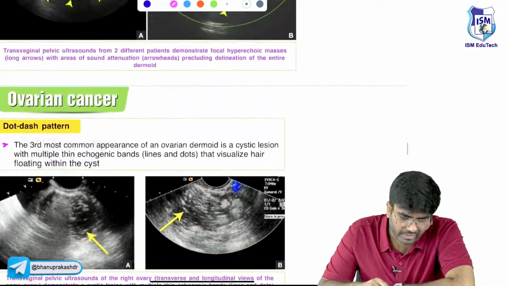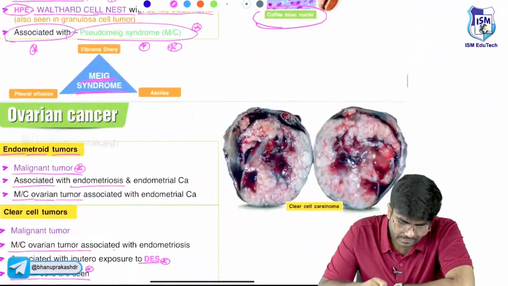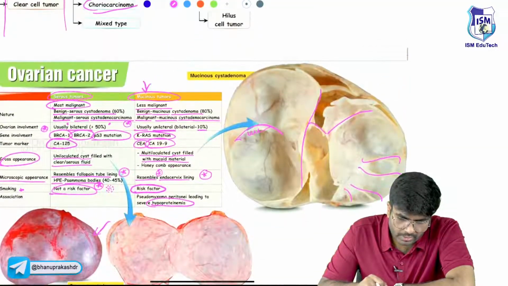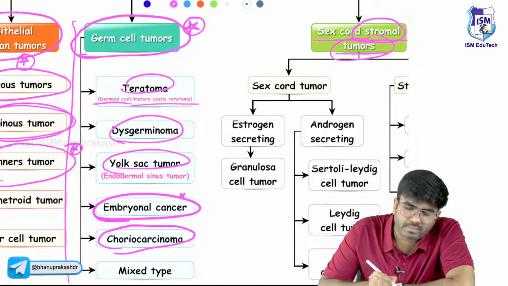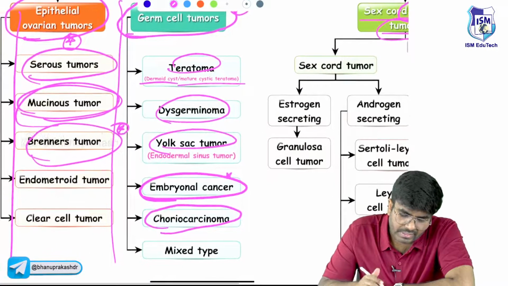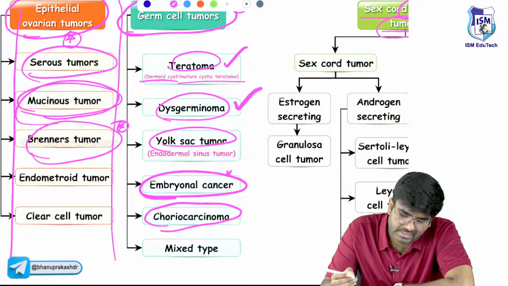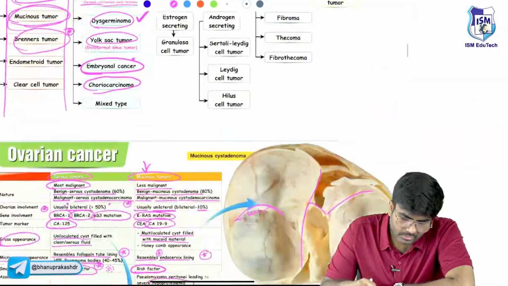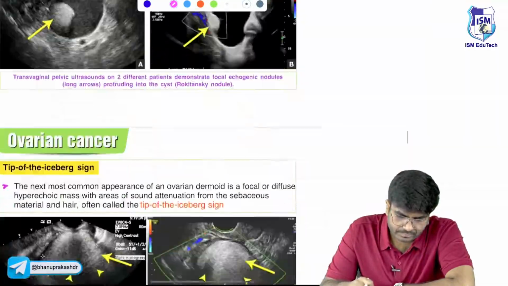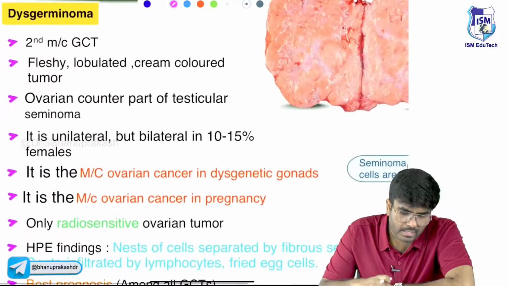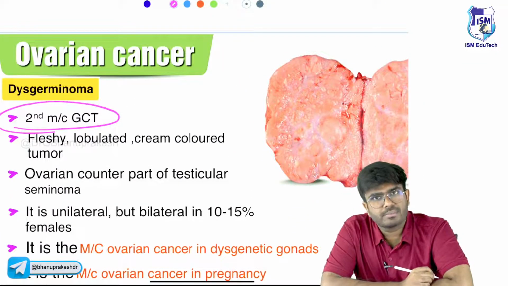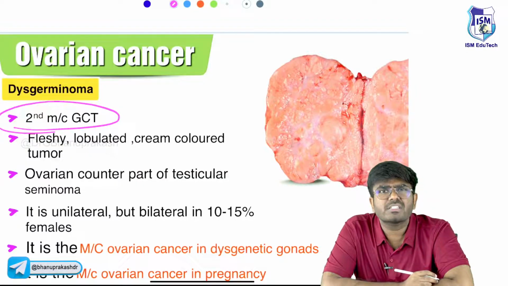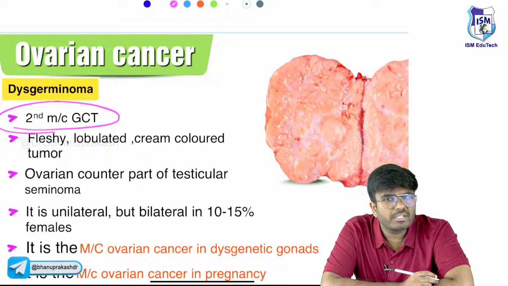So far, we have completed the teratoma, which is also called a dermoid cyst, mature cystic teratoma. The second thing we are going to discuss is dysgerminoma. Dysgerminomas are the second most common germ cell tumors. First most common is what? Dermoid cyst. Second most common are the dysgerminomas.